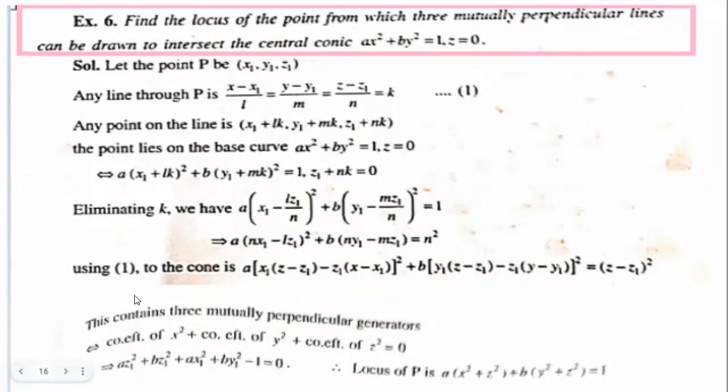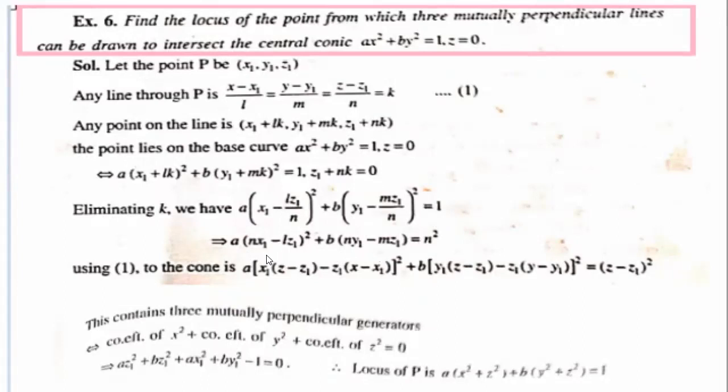If this point lies on the conic, then we have a into (x1 plus lk) square plus b into (y1 plus mk) square equal to 1 and z1 plus nk equal to 0. Therefore, we have a into (x1 minus lz1 by n) whole square plus b into (y1 minus mz1 by n) whole square equal to 1. So that implies a into (nx1 minus lz1) whole square plus b into (ny1 minus mz1) whole square equal to n square.